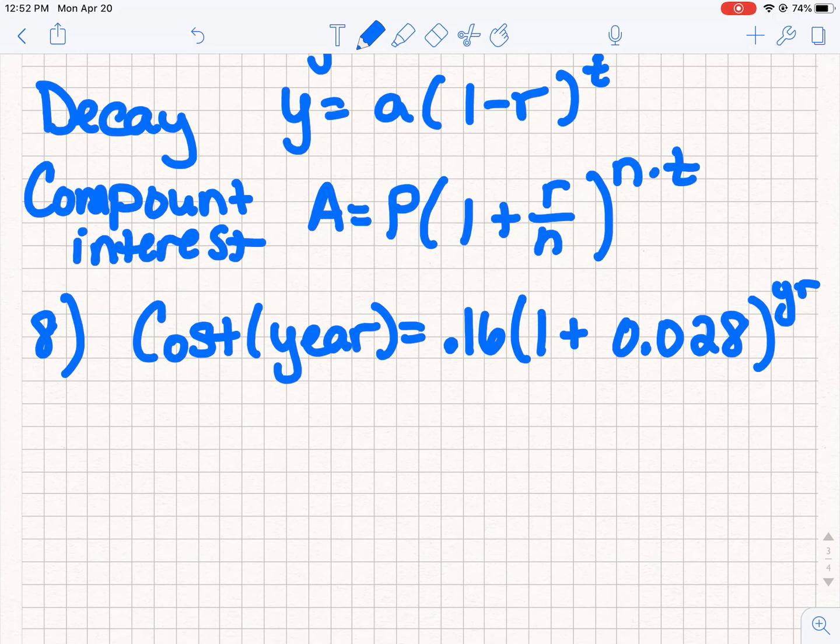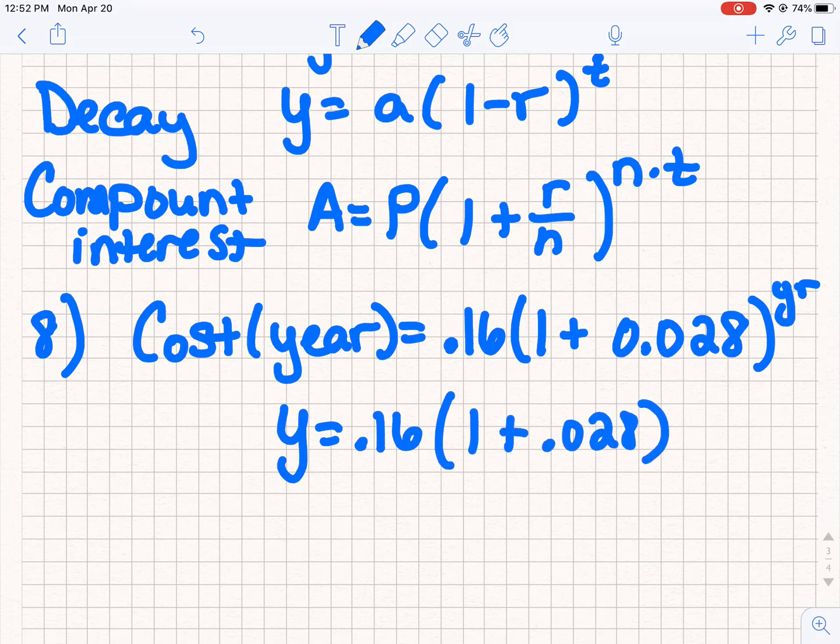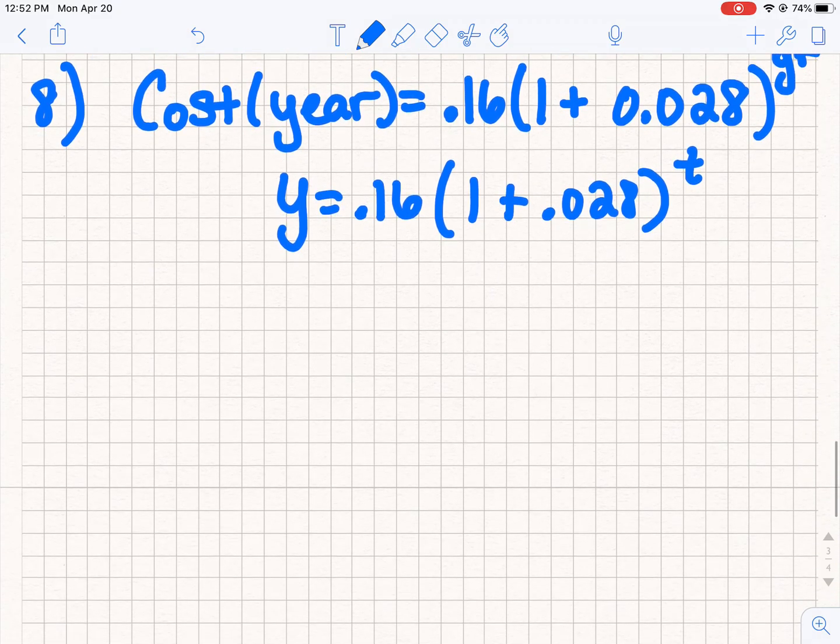Okay? Now, maybe that looked confusing to you. It's really just y equals 0.16(1 plus 0.028) raised to the t. They've already told you this is a growth equation. Okay? There's the equation. You just have to fill in the values. They filled in most of the values, so you just have to identify them.